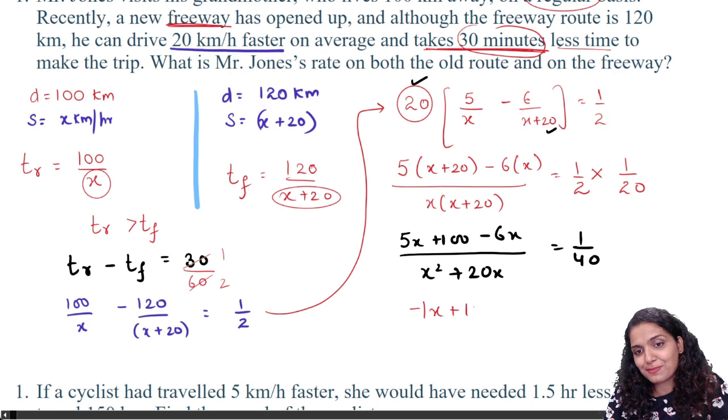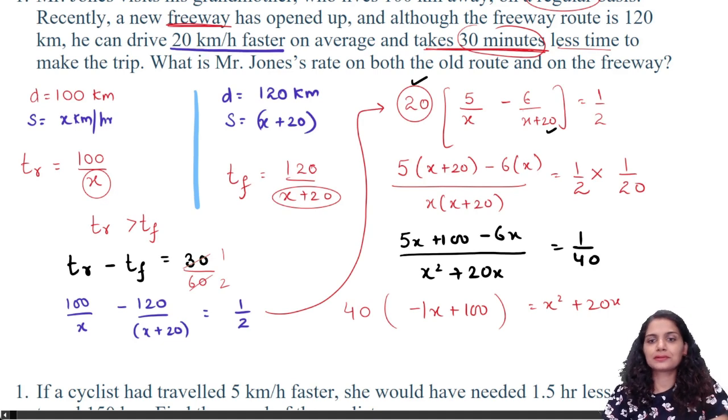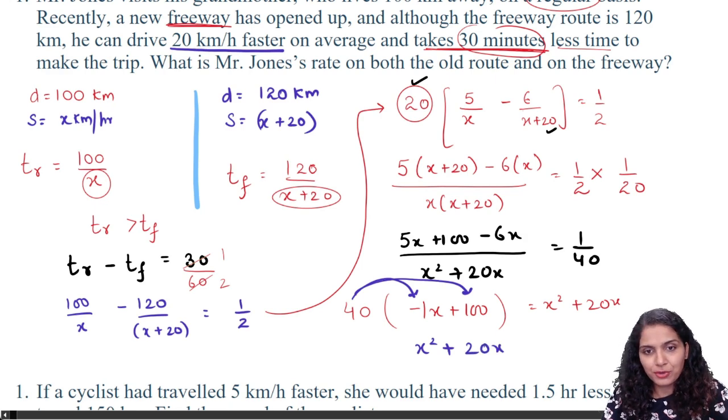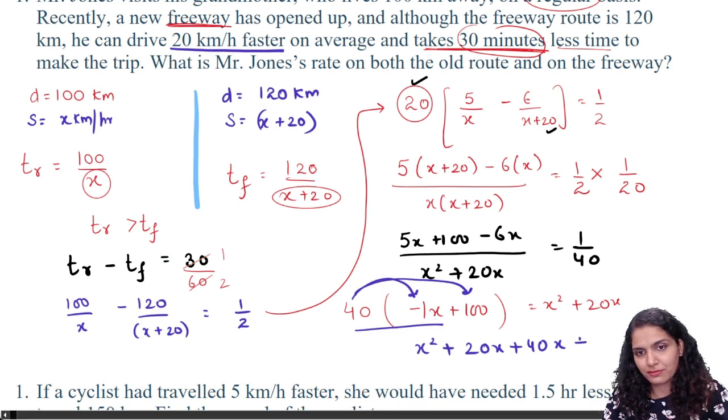Minus 1x plus 100, okay, times it by 40 is equal to x square plus 20x. Okay, so it's gonna be minus 40x and plus 4000. So x square plus 20x. If you transpose this minus 40x to the other side, it will be positive 40x. And if you transpose this negative number, it will be a positive number. So you have this.